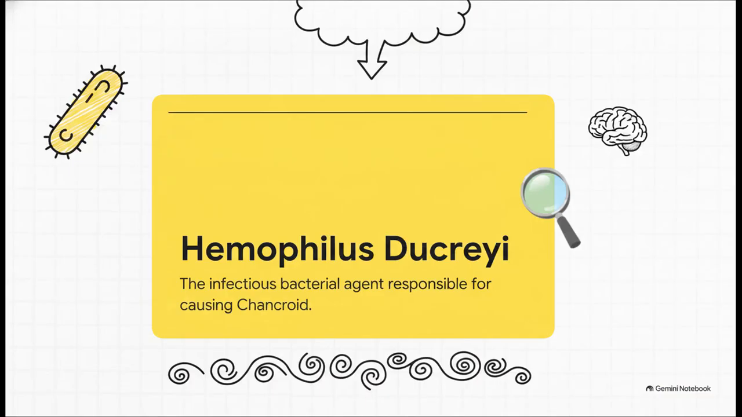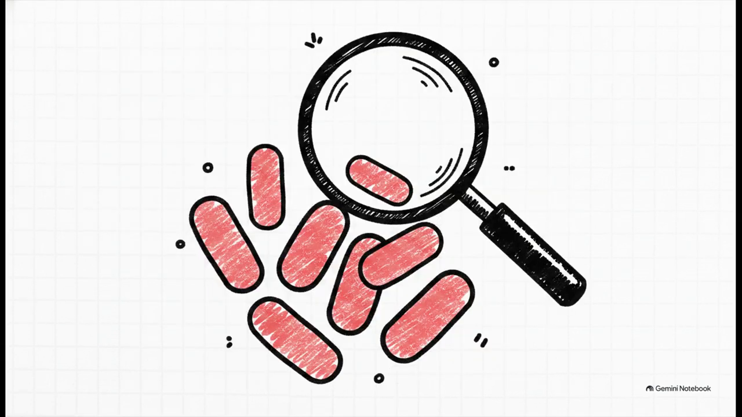So, what's the culprit? The infectious bacterial agent responsible for causing chancroid is Haemophilus ducreyi. Whenever you're reading a vignette and it describes a chancroid, your brain literally just needs to autofill Haemophilus ducreyi as your prime suspect. Now pay really close attention to the labelings right next to the agent's name.